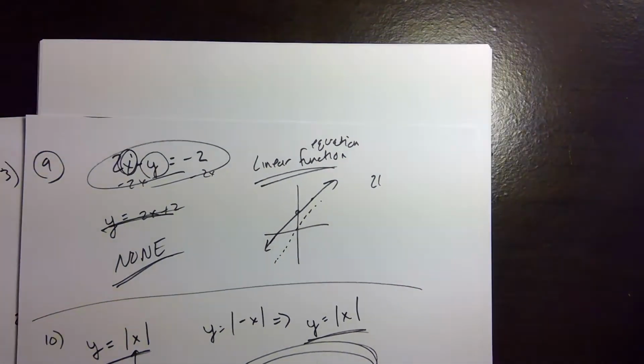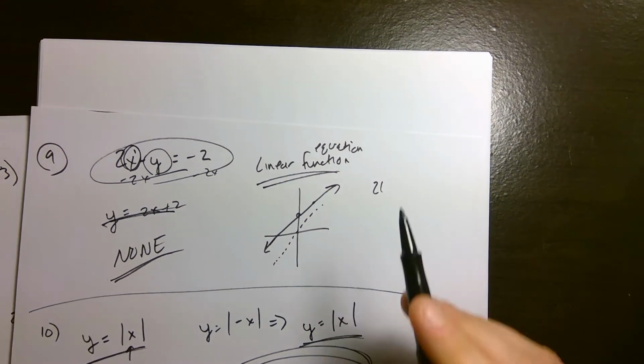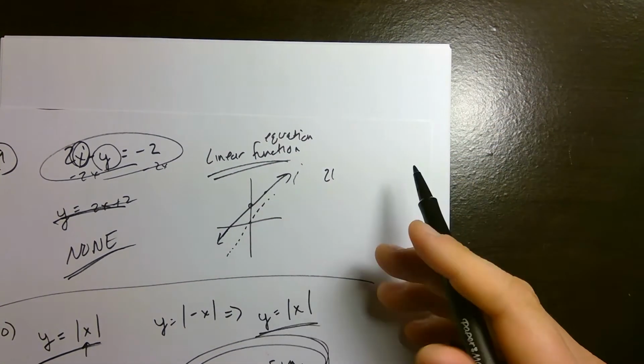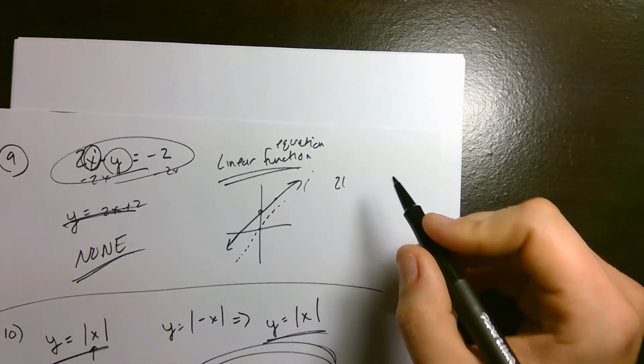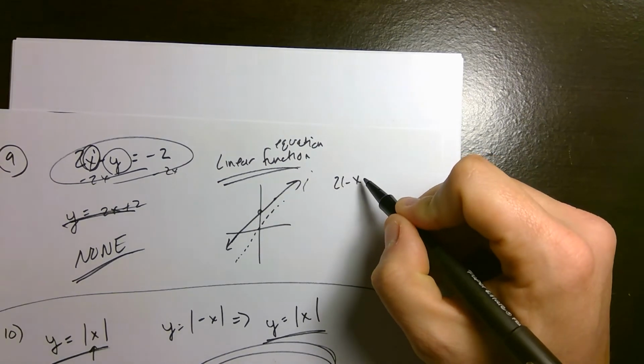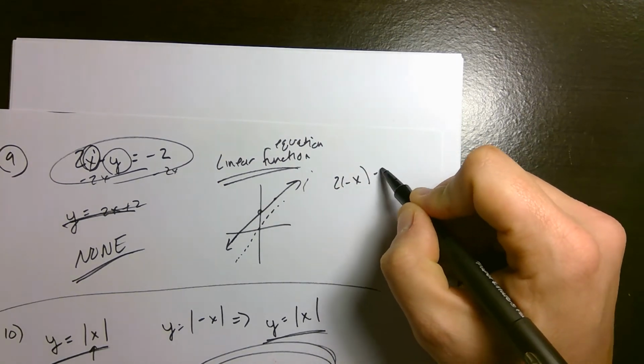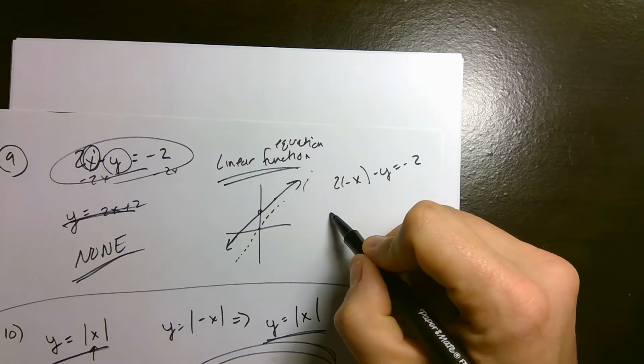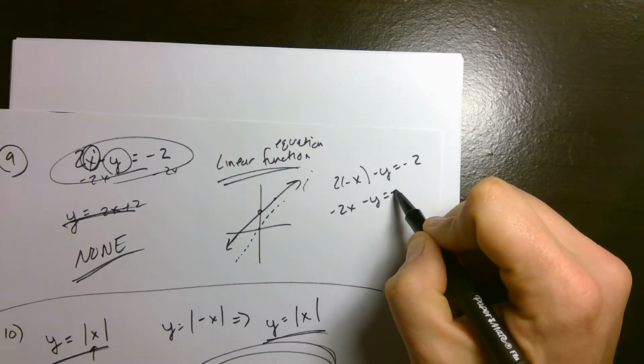Actually, I want to pop back up to number 9 real quick. I want to show you the math on that one. I should have done that, not just the trick. So again, we were going to replace x with a -x, so that's going to give me 2 times -x minus y equals -2. And when I multiply, I'm going to get -2x minus y equals -2.